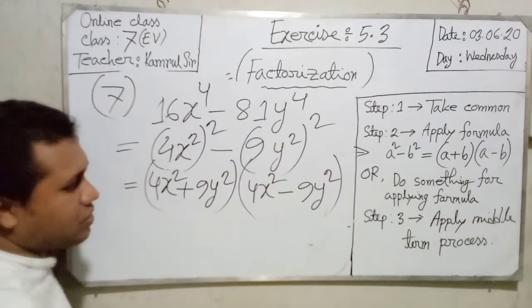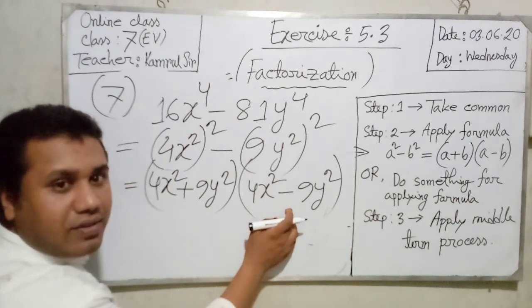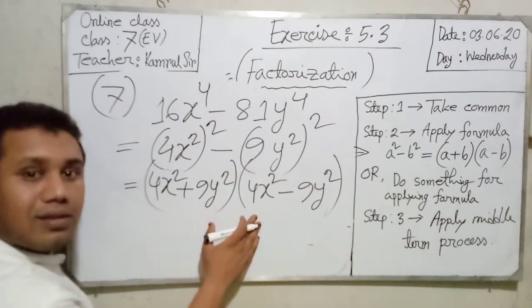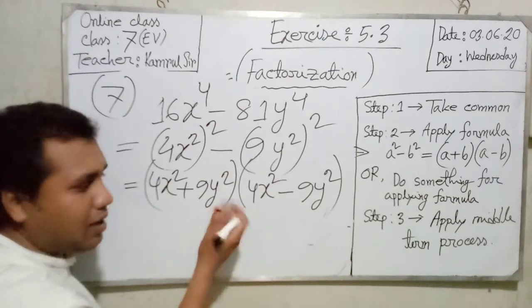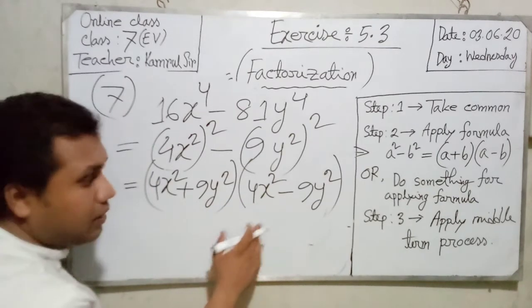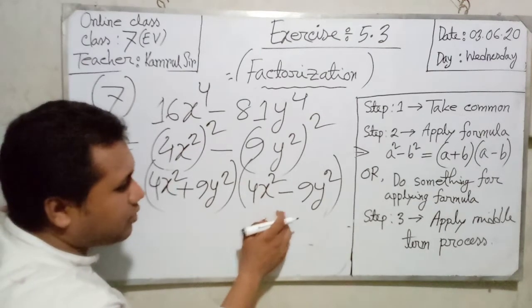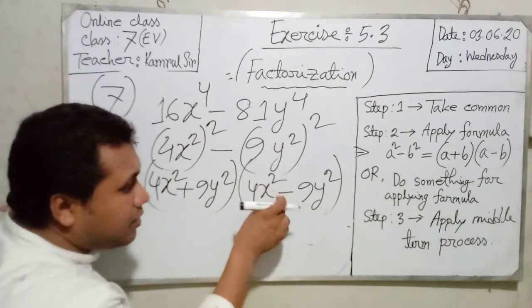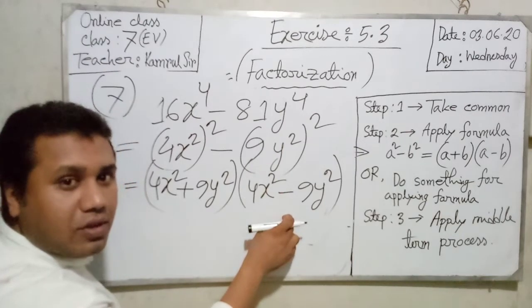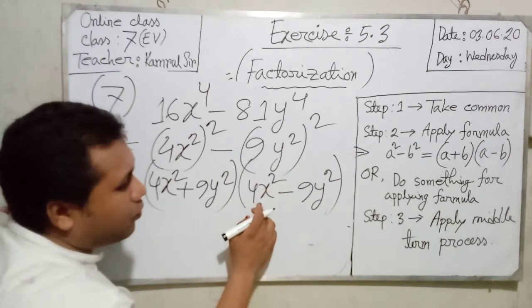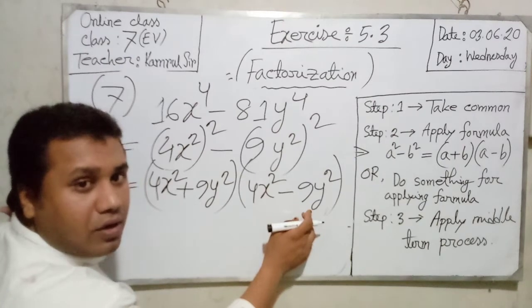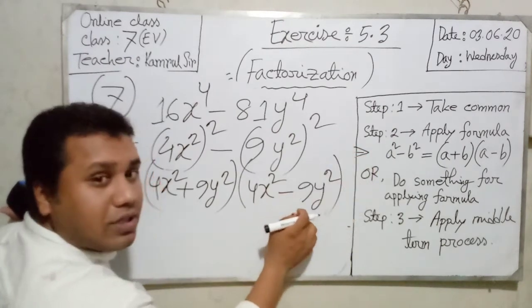Now look, dear students, in this place, this is also a product and one term. You can say, sir, our answer is complete. But look, this algebraic expression, if we want, we can resolve it. So we have to resolve. Now look, 4x square minus 9y square. We can apply step 2 for this one as well.